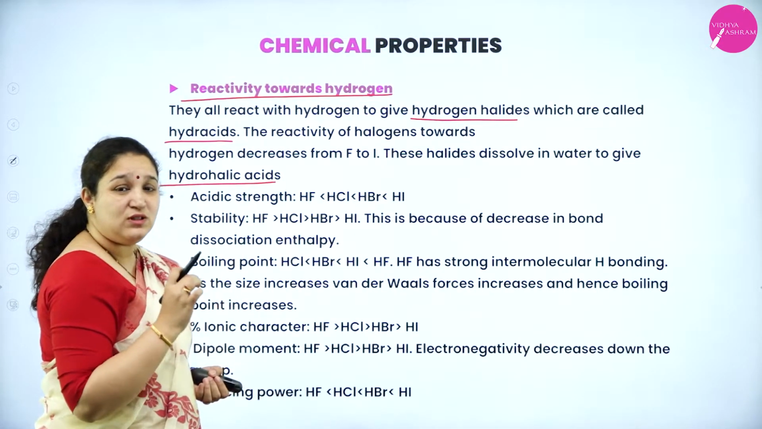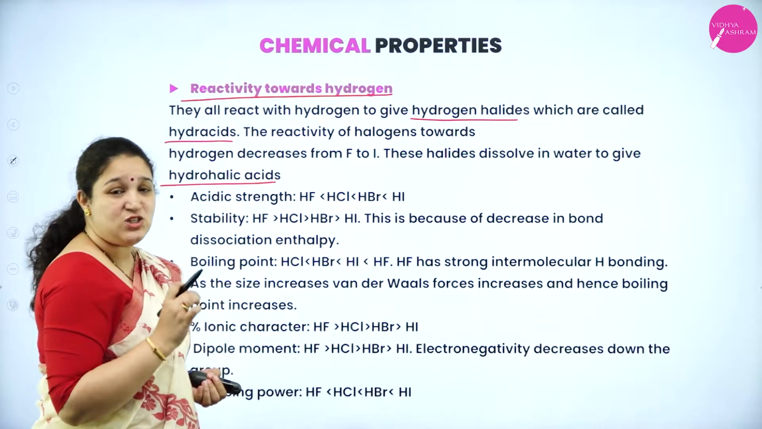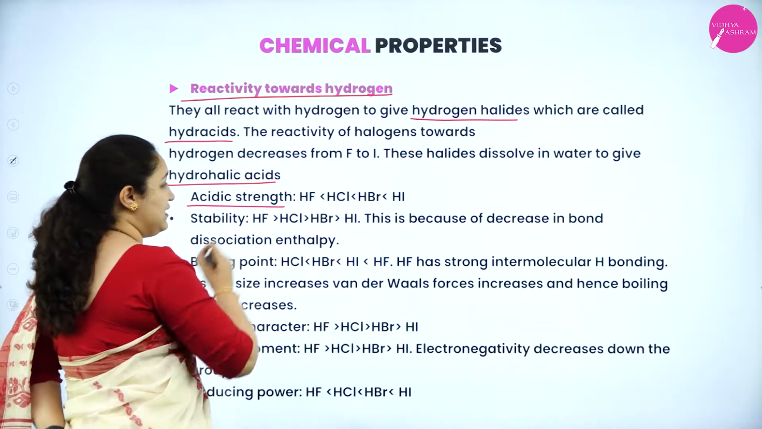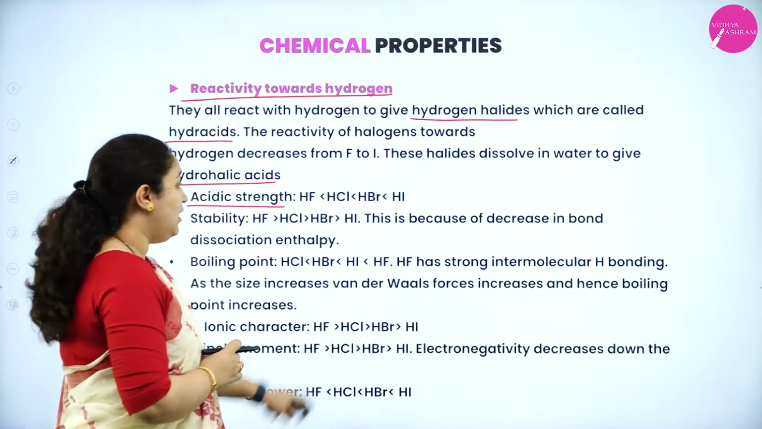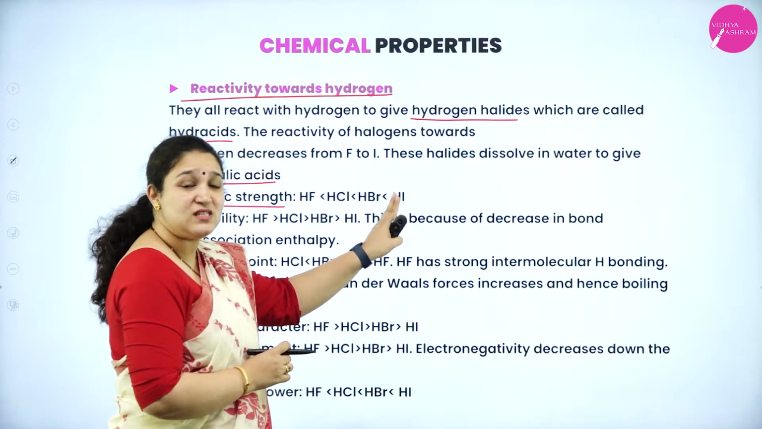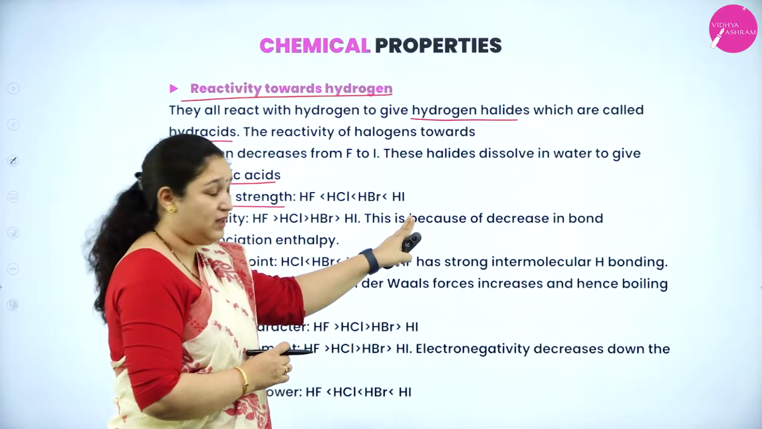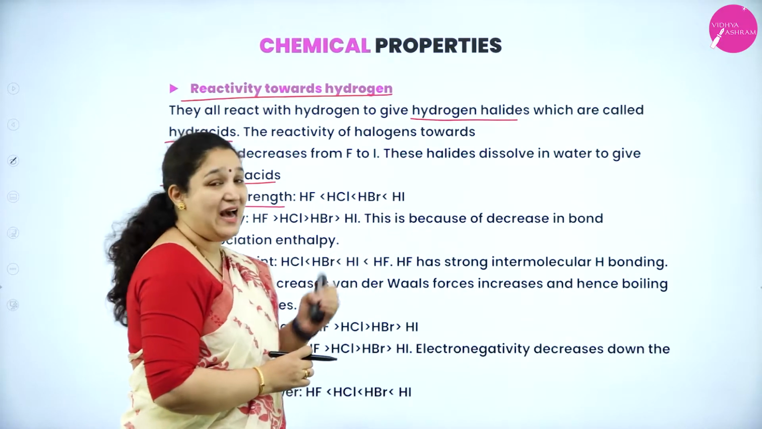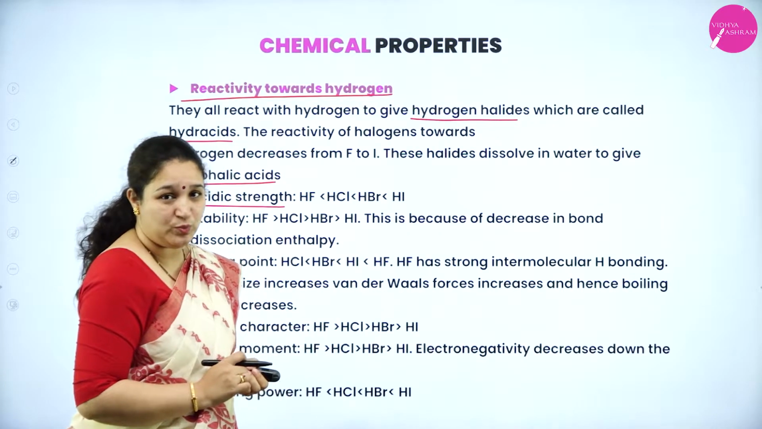Now coming to the different properties of these hydracids, first is their acidic strength. Hydrogen iodide is the most acidic compared to hydrogen fluoride. So it increases as we go down the group.